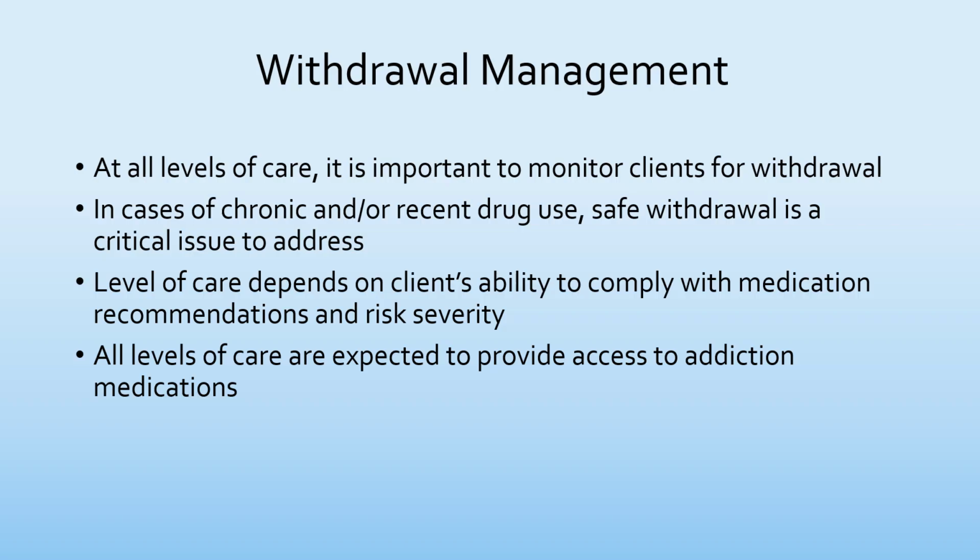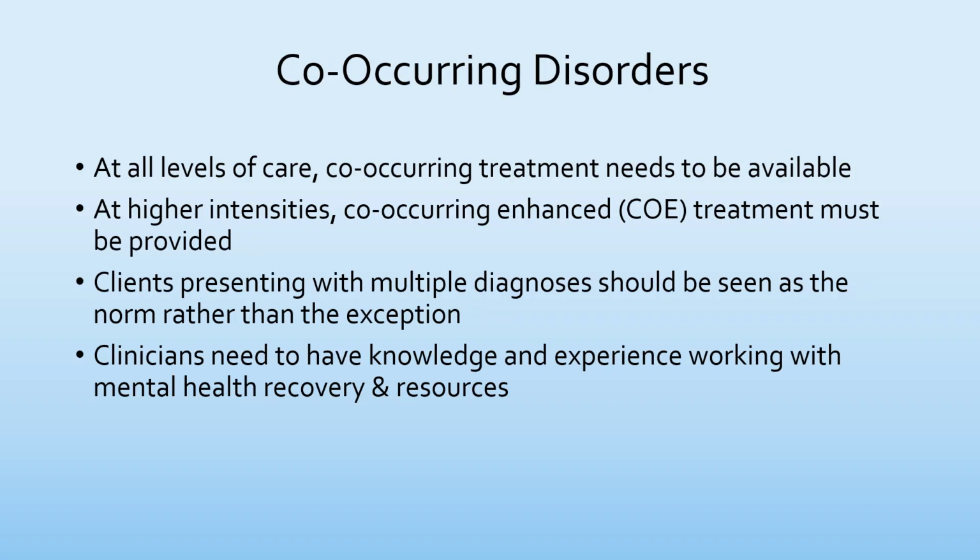medications. In terms of co-occurring disorders, at all levels of care, we need to have some co-occurring treatment available. If our program doesn't provide it, then at the very least, we need to be able to provide a referral and make sure that we're coordinating that treatment, either with a therapist or with another facility that is providing that. Ideally, we would offer groups and counselors who are trained to be able to treat co-occurring disorders as well. As we get up to higher intensities of care, such as residential treatment, and even in high intensity outpatient, we have to be co-occurring enhanced, in order to provide the treatment directly through our program.